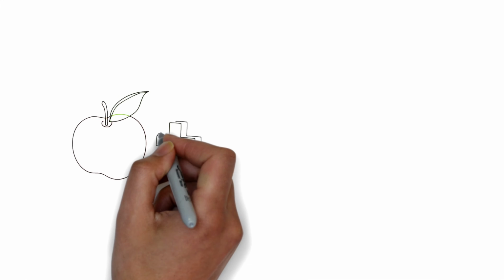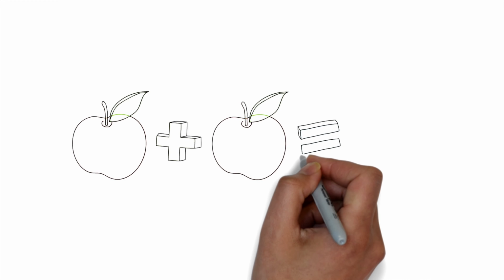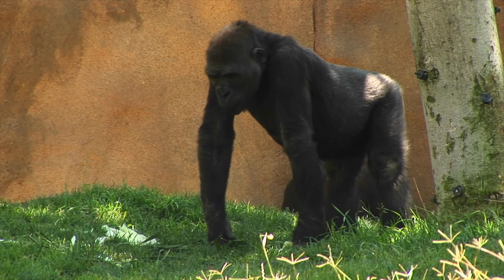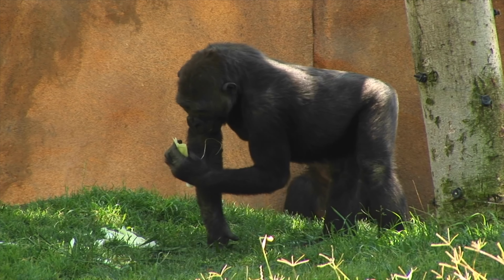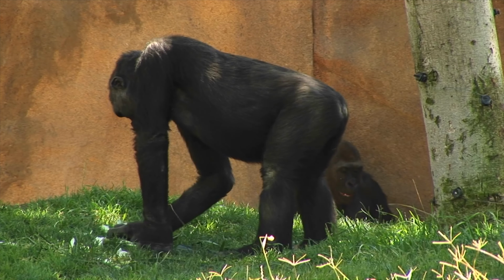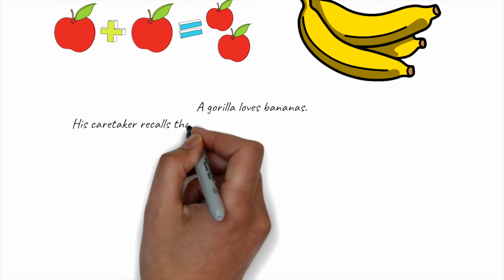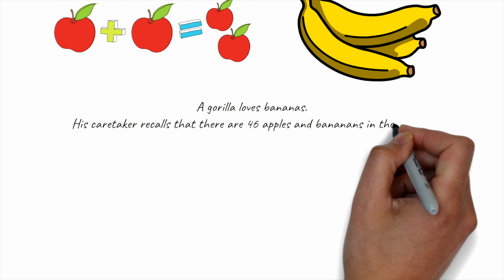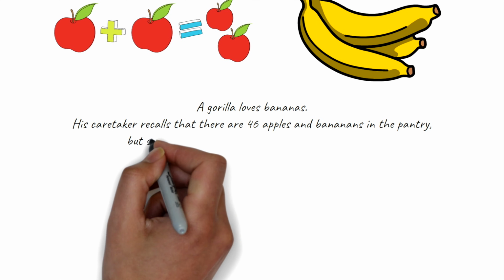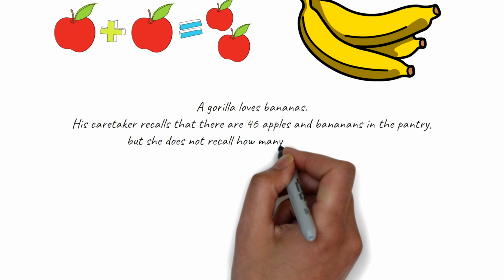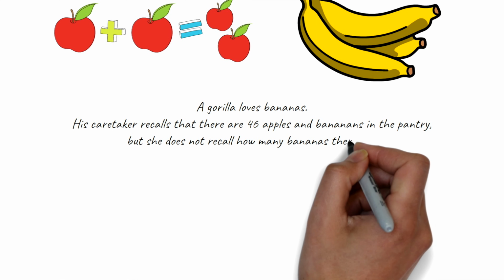Okay, so we have the second problem, which deals with a very happy gorilla that loves bananas and berries, but does not quite like apples as much. And so his caretaker is trying to recall how many bananas she has for him to get by through the weekend. She remembers that altogether there are 46 apples and bananas, and that there are more bananas than apples. There are actually 10 more bananas than apples total. So we're going to try to figure out how many bananas and how many apples there are.